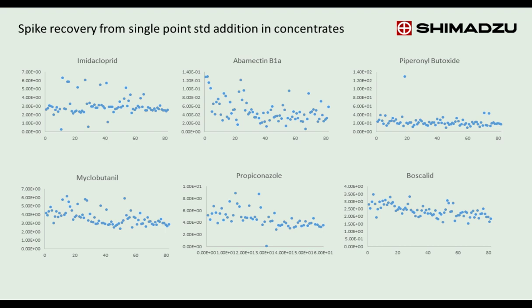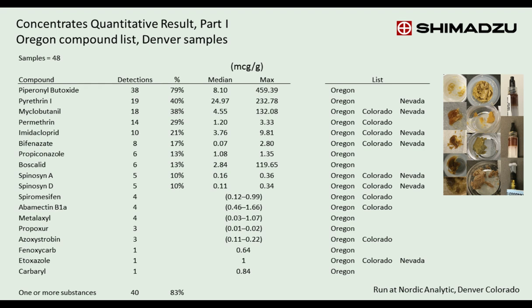So after extraction and filtering, we run by the same LCMS analysis, and we can show the same validated method for cannabis concentrates as well. And on this slide, we're showing the single point standard addition results, showing that we are detecting spiked pesticides as we expected for most of the analytes. And on this slide, we're showing the results of our market survey for cannabis concentrates.